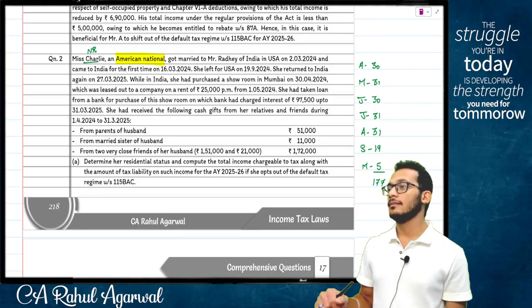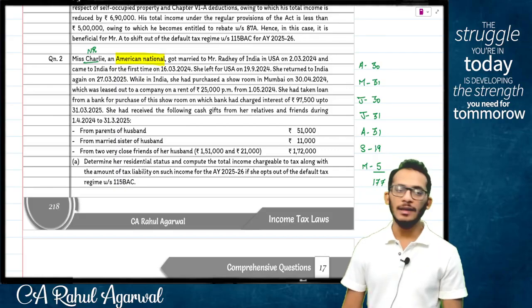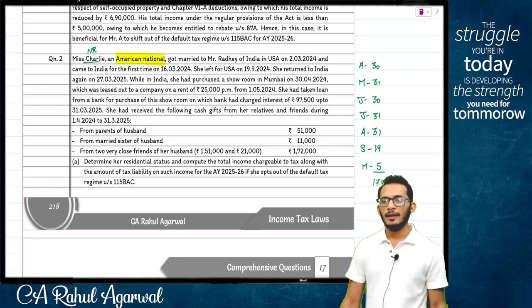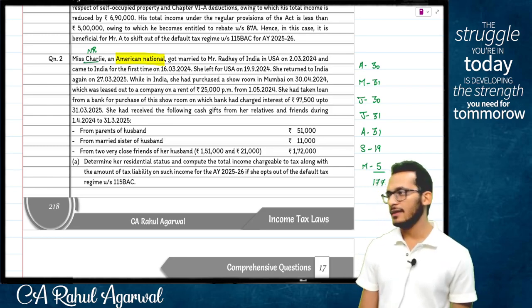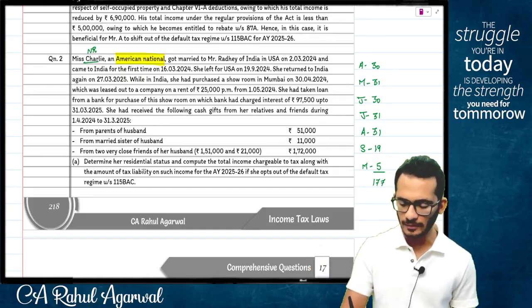People, I am an NR, have a showroom which I am leasing out. Taxable, not taxable? Taxable, because the asset is located in India. So this income becomes taxable. So I am having some income. This income I am treating as taxable.